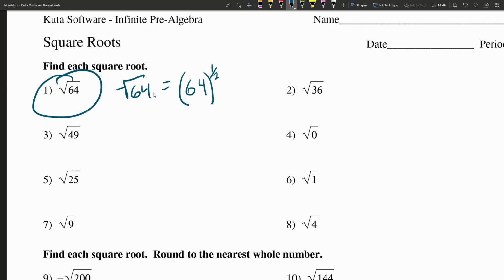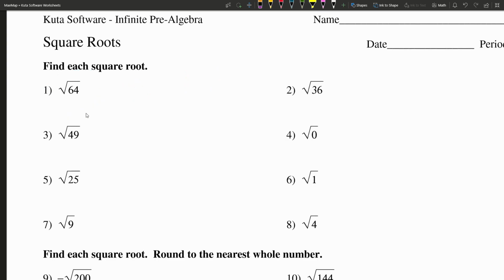But how exactly does that help us? Well, let's go back to what we know about exponents. If we know that the square root of 64 is the same as writing 64 to the 1/2, how do we figure out what that's equal to? Think about setting up an equation. 64 to the 1/2 equals what? Let's make some variable x.